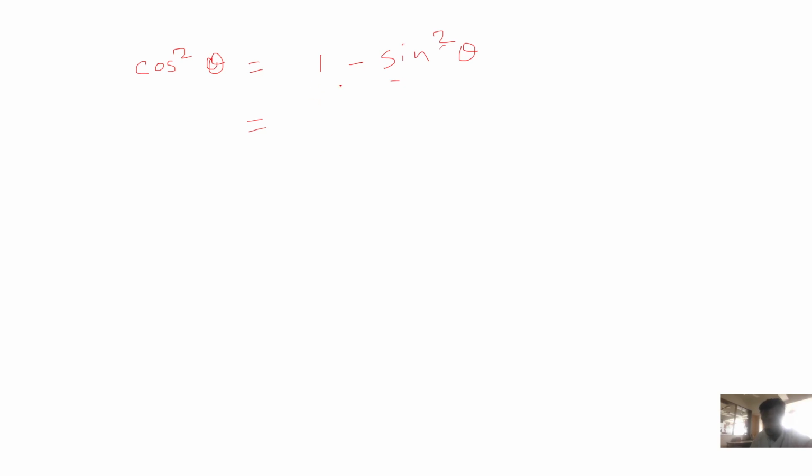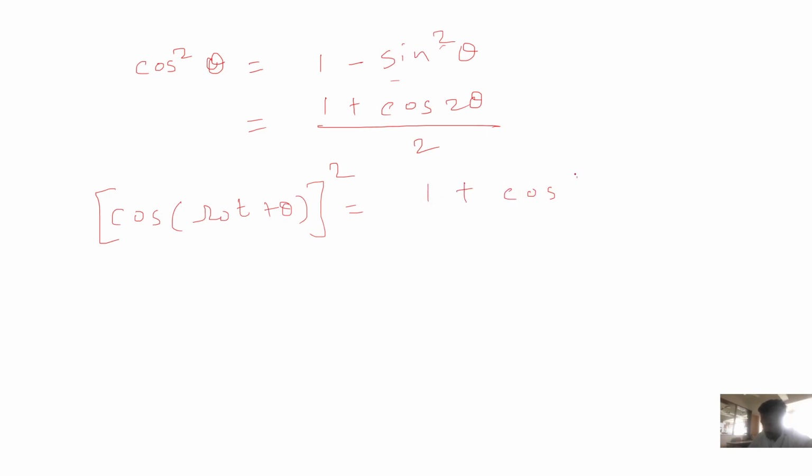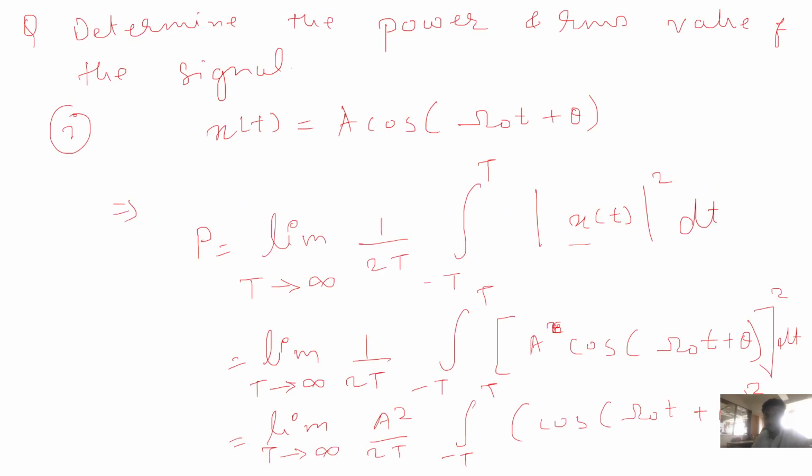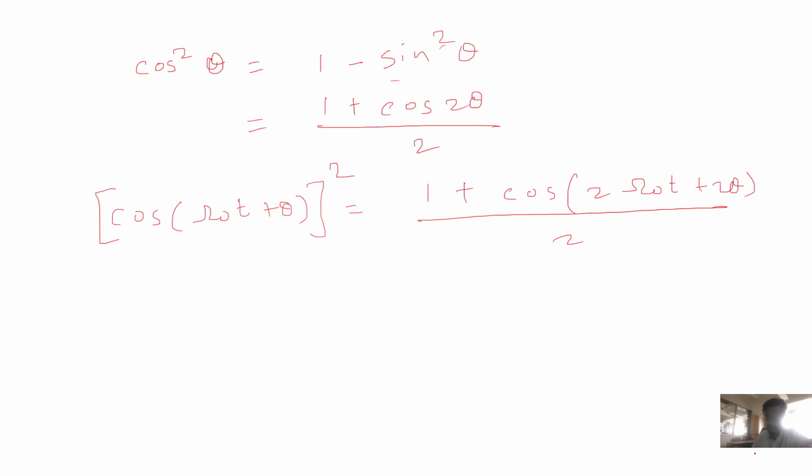Yes, (1 plus cos 2 theta) by 2. And therefore, if I have cos squared (omega 0 t + theta), it is going to be equal to (1 plus cos(2 omega 0 t + 2 theta)) divided by 2. Am I right? Is it right? Yes, sir. Okay, so I will put this in the equation.